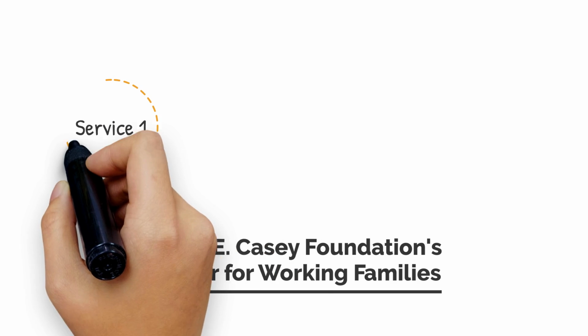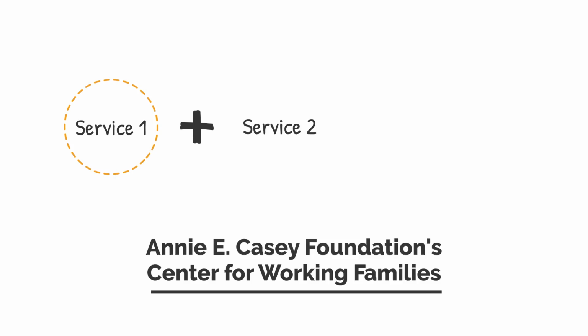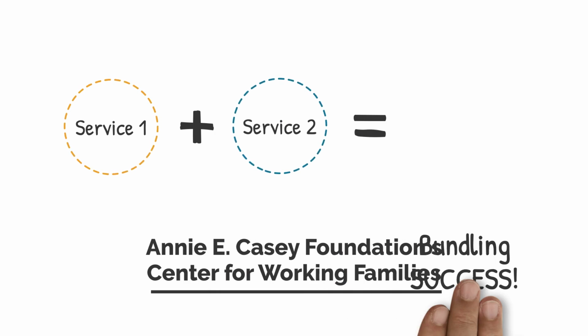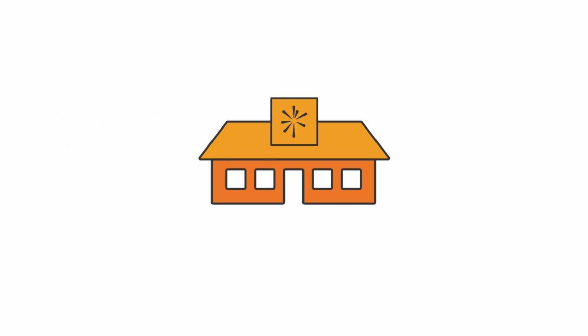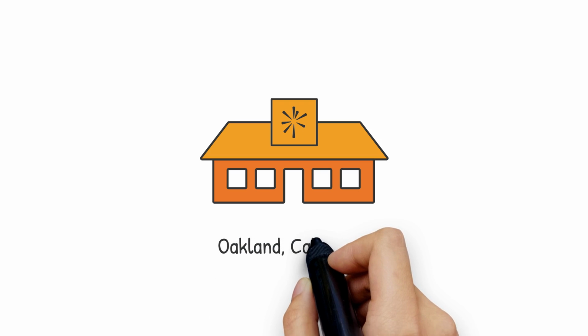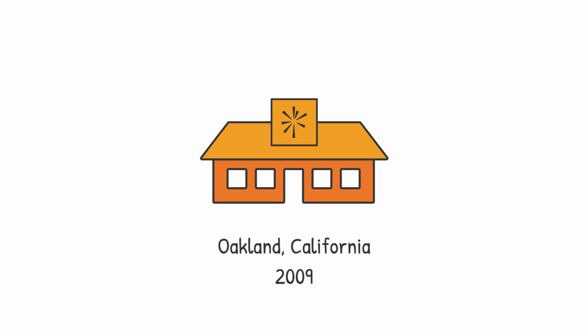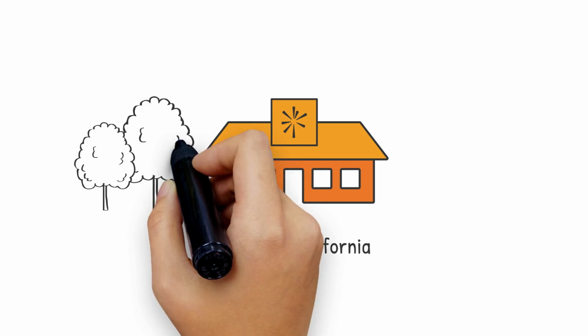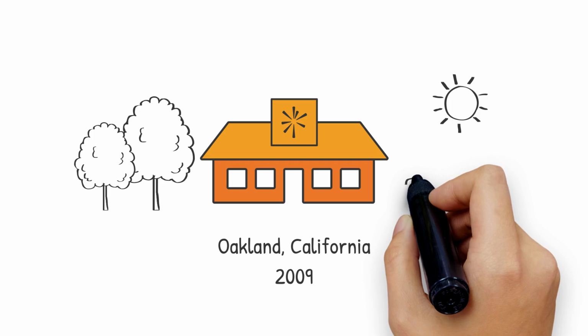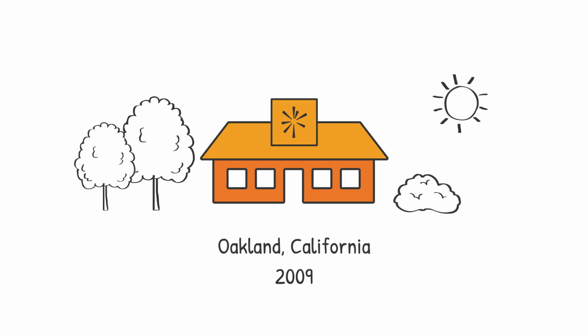SparkPoint is based on the Annie E. Casey Foundation Center for Working Families model that found that clients who took up 2 or more services, called bundling, led to higher rates of success. Based on these findings, and in hopes of disrupting the multiple challenges clients were facing, the first SparkPoint Center opened in Oakland in 2009. It offered integrated financial, career, and basic needs services for multiple partners under one roof to help clients achieve long-term prosperity.